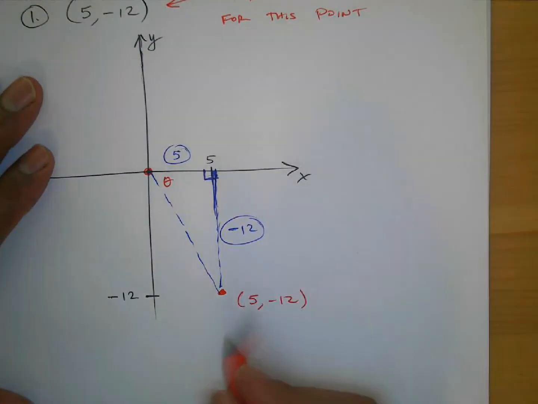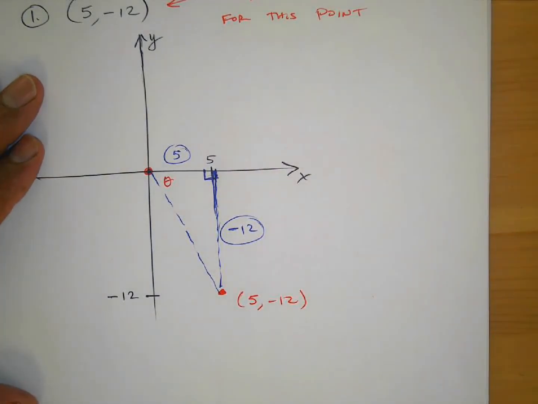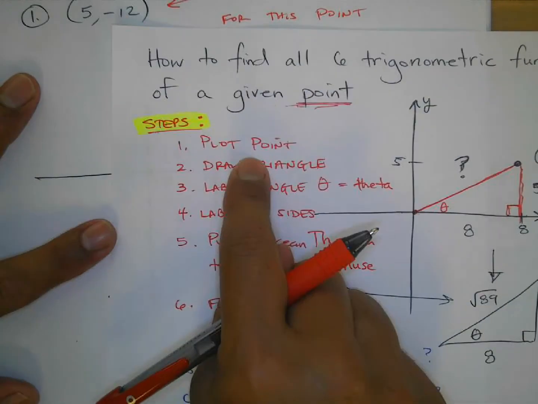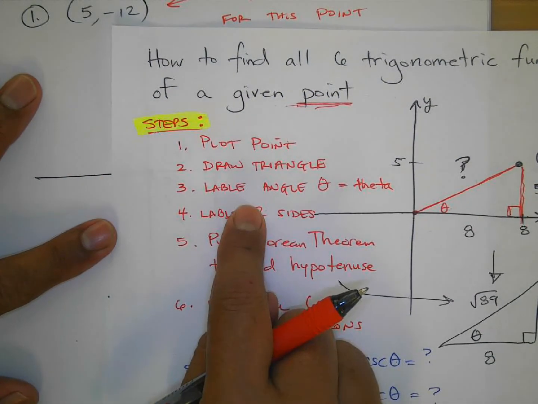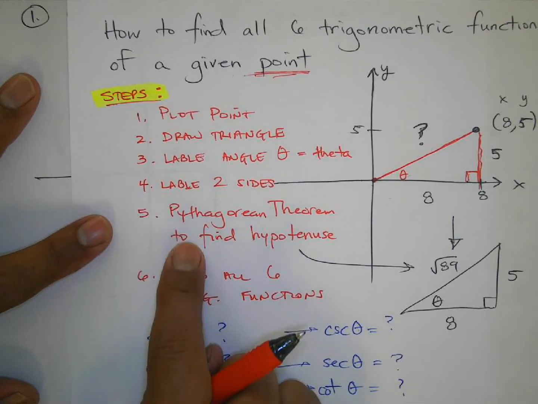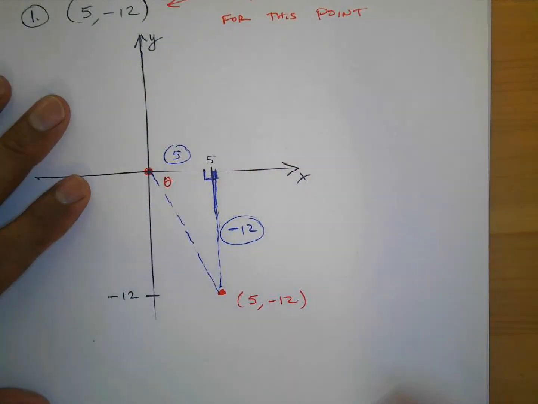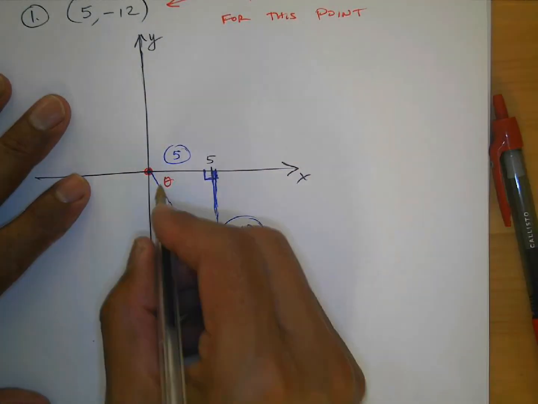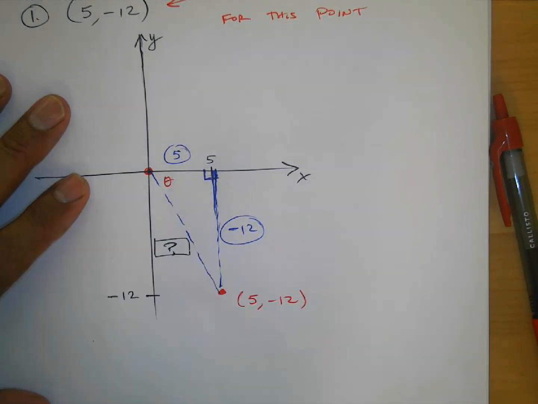All right, so again, this point is going to give you your x and your y. It's giving you 2 of them. Okay, so remember the steps. Go through the steps, plot the point, draw the triangle, which I did, label the angle, which I did, label the sides, which I did. Okay. And now I got to use the Pythagorean theorem because I need to find this missing side. I don't know what this is. Question mark.